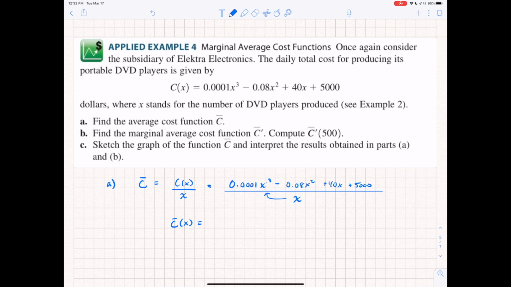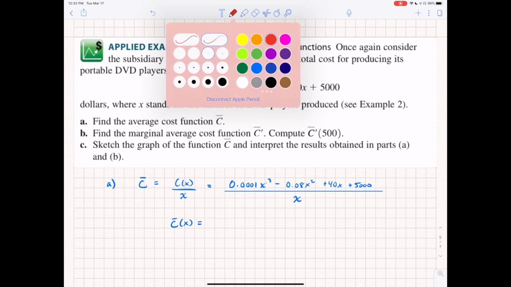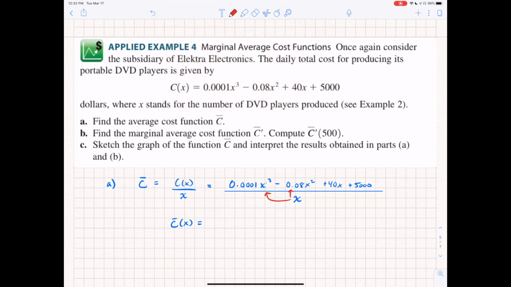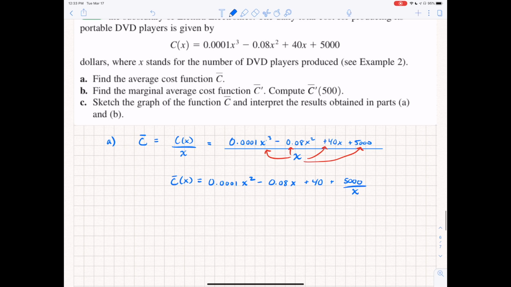So I'm going to divide x into this part, use a different color. So x into here, here, here, and here. It's essentially just going to knock off one of the powers for each part, so the coefficients will actually stay the same. This will now be x^2 minus 0.8x plus 40 plus, and here this will be 5,000 divided by x. And there's my answer for part A.